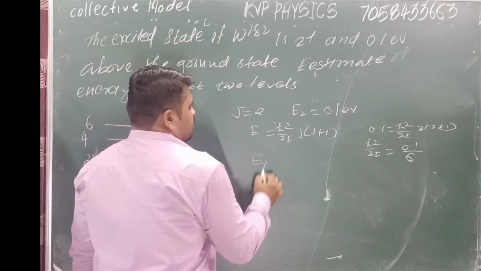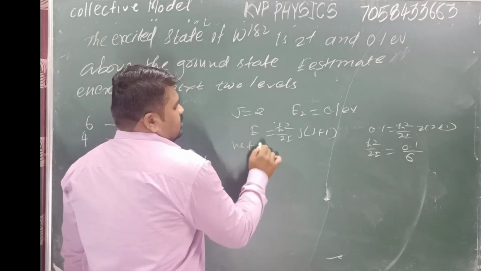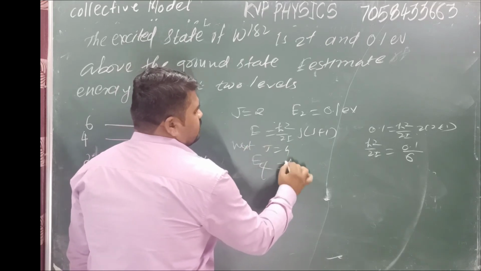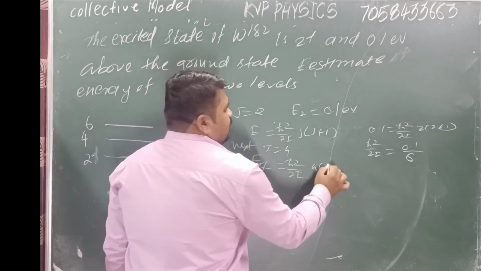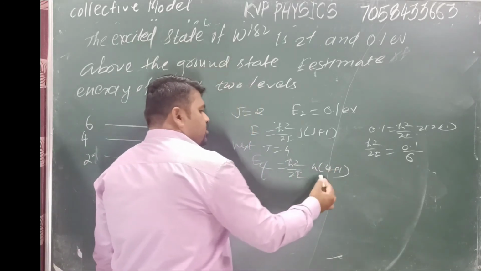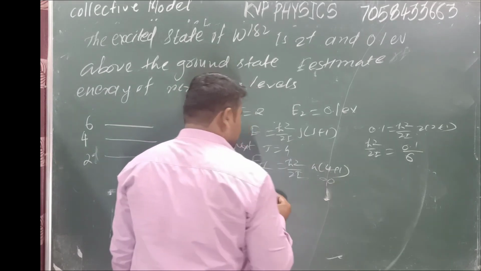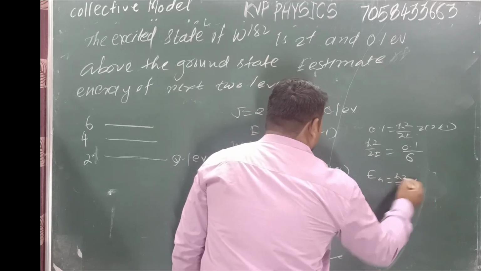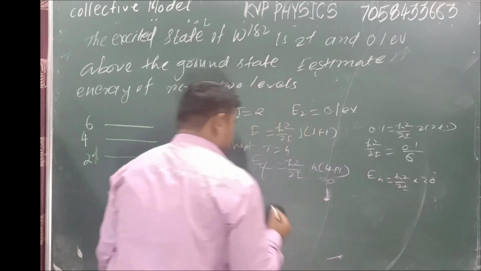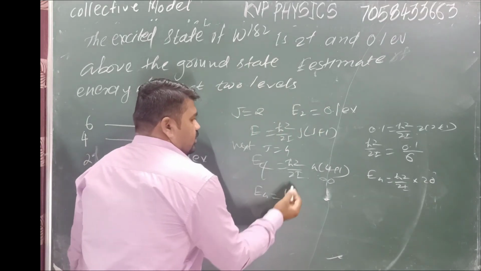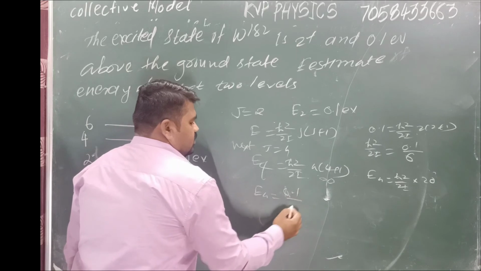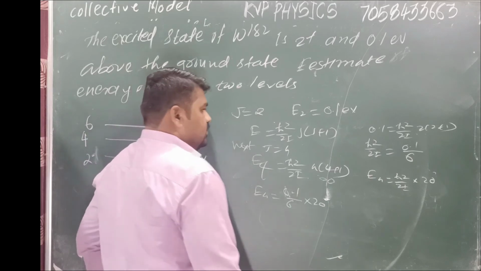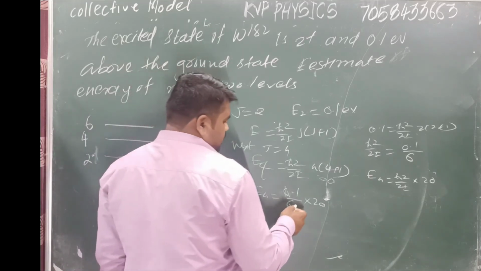Next we can find the next state. J is equal to 4 means E4 is equal to ħ² upon 2I into 4 into 4 plus 1, that is 20. Then E4 is equal to 0.1 upon 6 into 20. Yes or no? 0.1 upon 6 into 20.